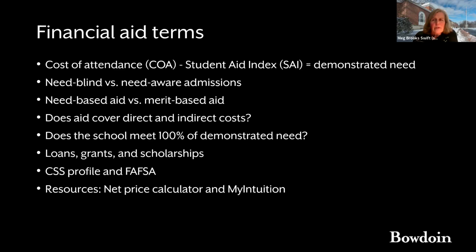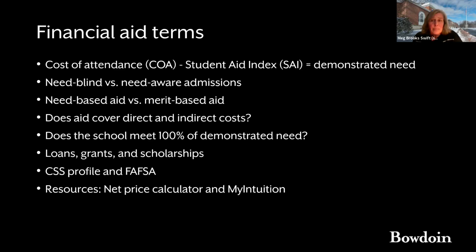So, does aid cover direct and indirect costs? What does that really mean? Direct costs typically refer to costs such as tuition, fees, housing, food, or board, whereas the indirect costs may be the cost of flights or travel to the campus, textbooks, other living expenses. And some colleges will factor those indirect costs into their total packages, while others do not. This is an important question to ask when you're trying to do a little bit more due diligence in terms of how aid works at the particular schools to which your child is considering applying.